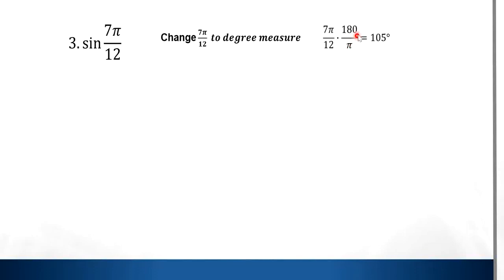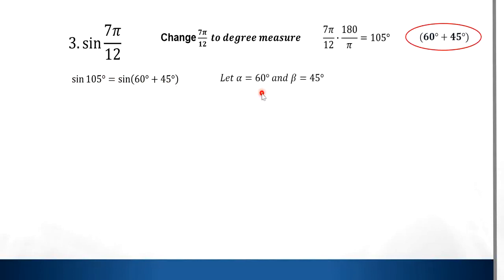And you multiply that by 180 over pi, and that will result to 105 degrees. So now we are given what is the exact value of sine 105 degrees. Again, 105 is not a special angle. And we will choose the combination of two special angles, that is 60 degrees plus 45 degrees. Okay, so this time we will be using the sum identity for sine to find the exact value of this sine 105 degrees. So we let now alpha be equal to 60 degrees while your beta is equal to 45 degrees, and this one now is the formula.